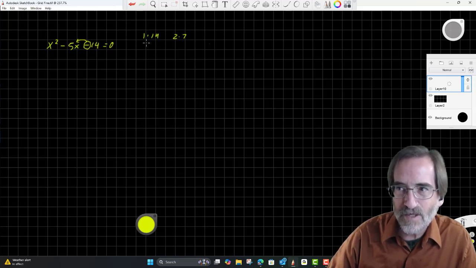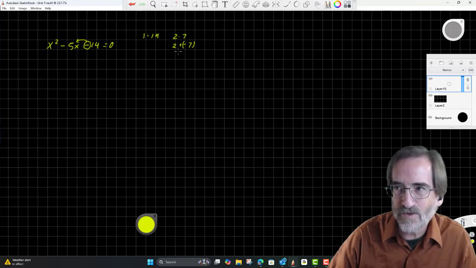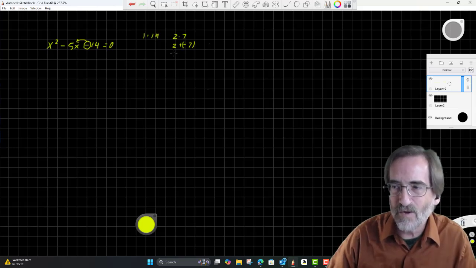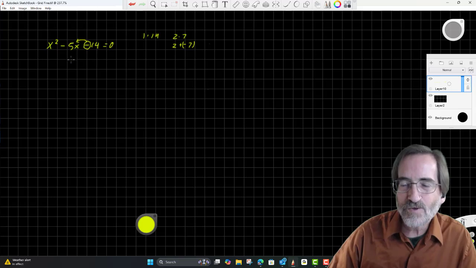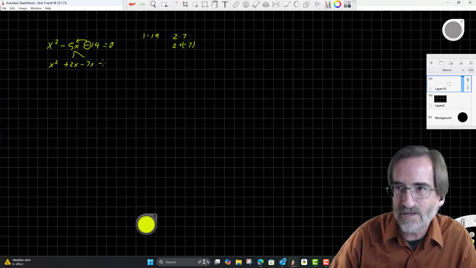Well, 14 minus 1 is 13, 7 minus 2 is 5. How do they make a negative 5? Well, if the 2 is positive and the 7 is negative, 2 plus negative 7. The trick is this. I'm going to break this middle term up into the sum plus 2x minus 7x. Those together make negative 5x. Then I'm going to write the rest of the equation around it. X squared plus 2x minus 7x minus 14 equals 0.